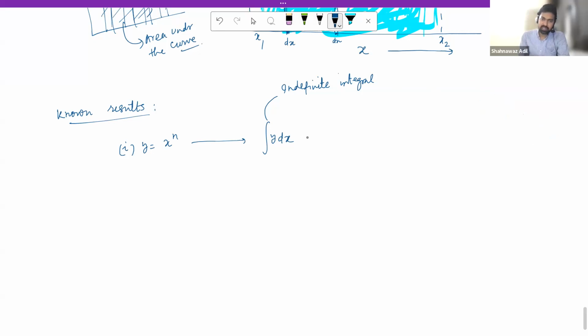So we integrate this x^n dx, and this integration would be x^(n+1) divided by n+1. So this is the integration of an algebraic function.